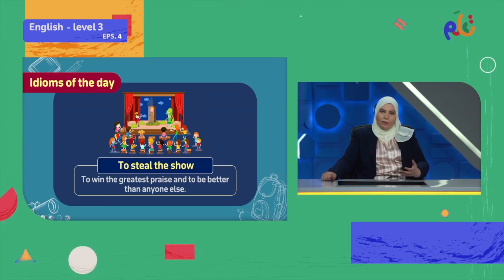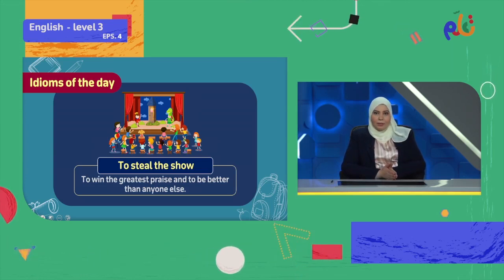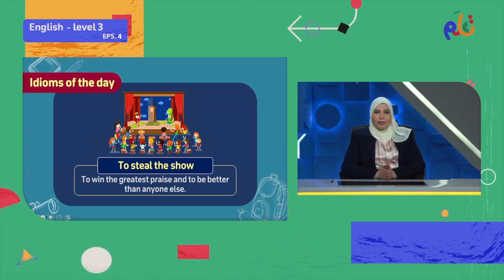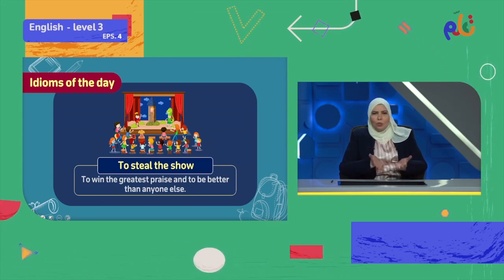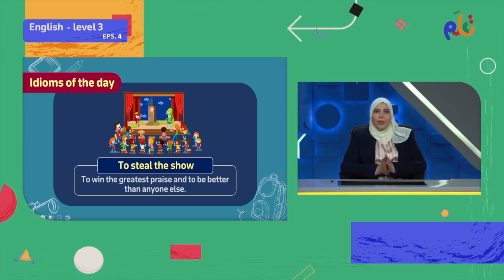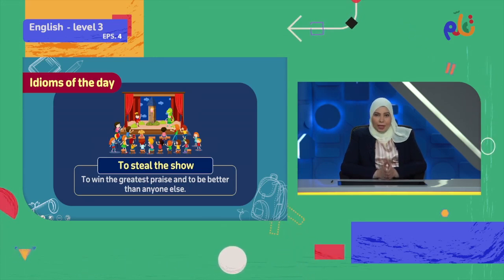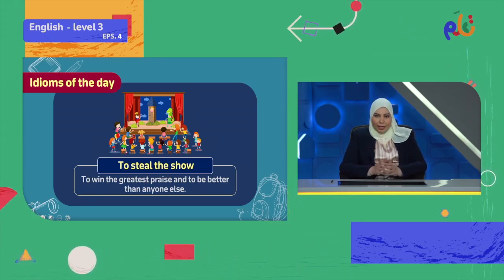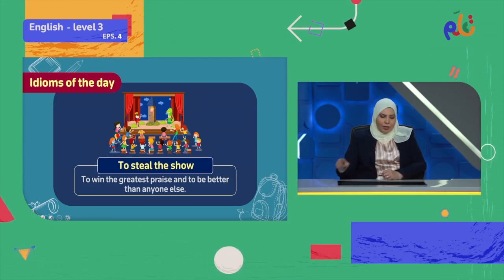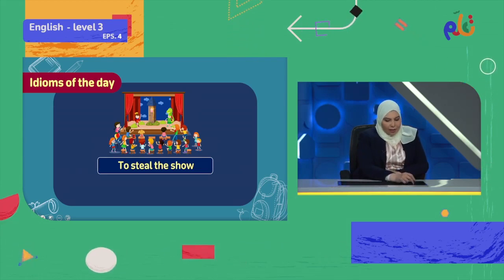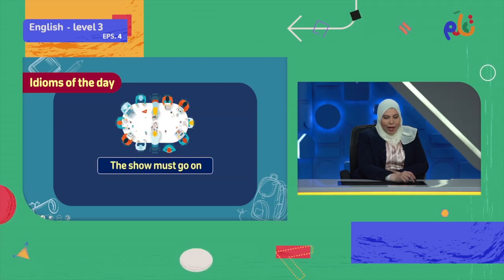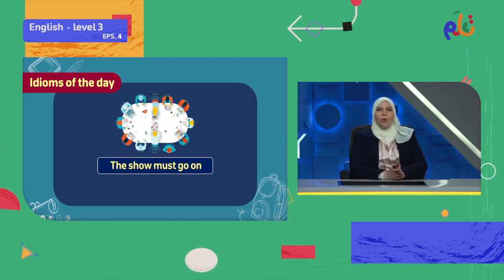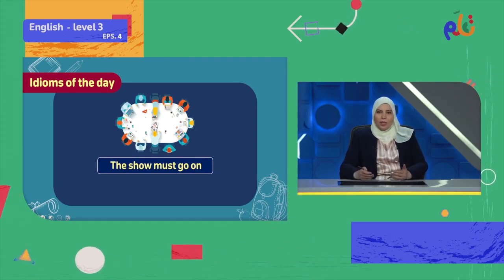So we have talked about 4 different idioms. The first one is a popcorn movie, which means a light movie that doesn't carry a heavy message. And the second one, in the limelight, which is in the center of attention. The third one is to steal the show. And the last one, the show must go on, which means life has to continue. You can't stop. You need to go with your plan.